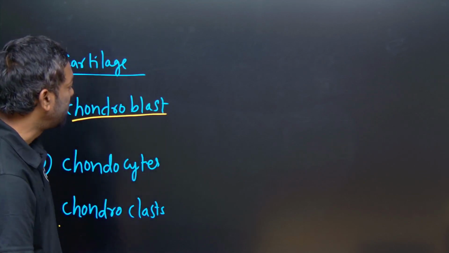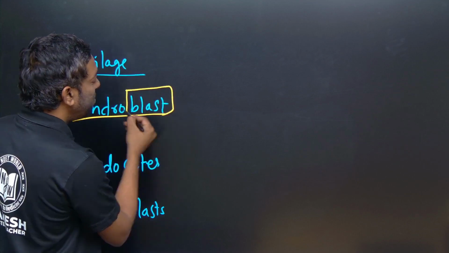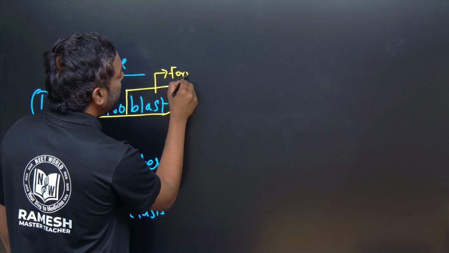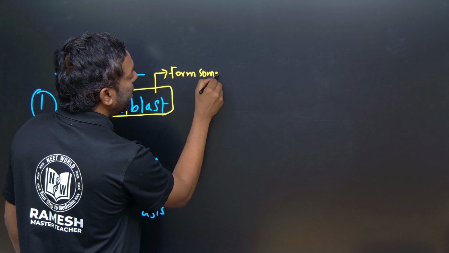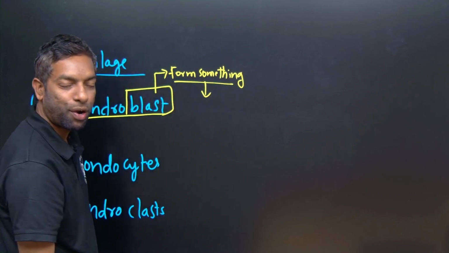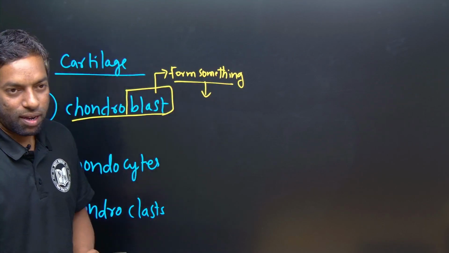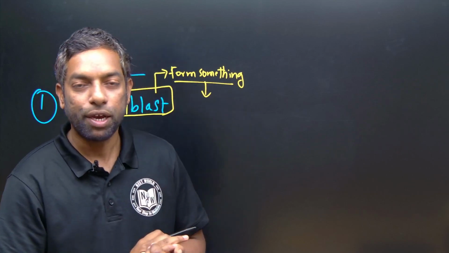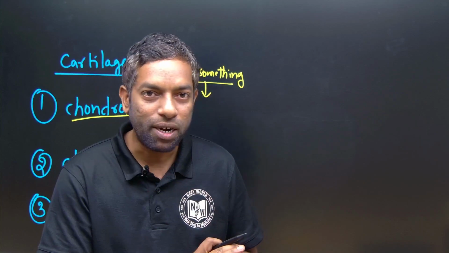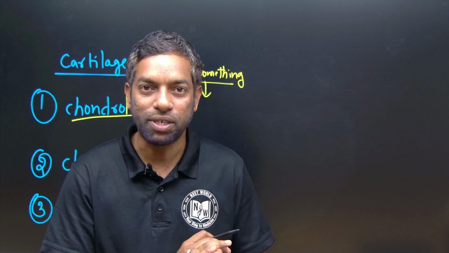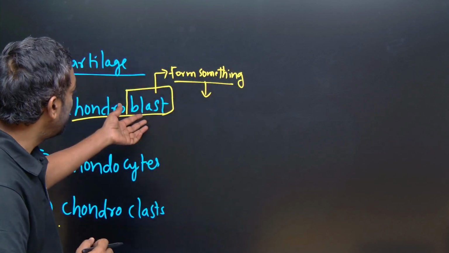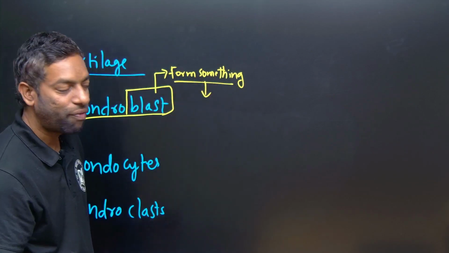Chondroblast. Blast does not mean explosive like a bomb; it means to form something. Here, what is that something? Guys, just listen carefully. Cartilage is a tissue, meaning a group of similar types of cells. There is a space between the cells, which we call the matrix. They form the matrix.